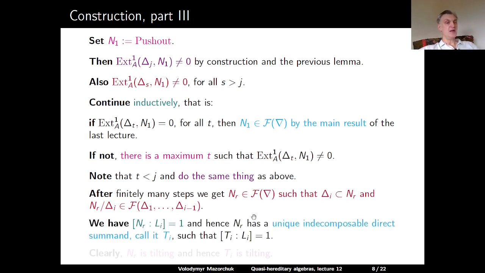Also by construction, we have that nr has a unique simple subquotient isomorphic to Li. And so it has a unique indecomposable direct summand, let's call it Ti, such that this Ti has Li with multiplicity 1. So our module nr has both delta and nabla filtration, so it is tilting. And since tilting modules are closed under taking direct sums and direct summands, our module Ti is also tilting. So we have constructed a tilting module with the properties as in the main theorem.